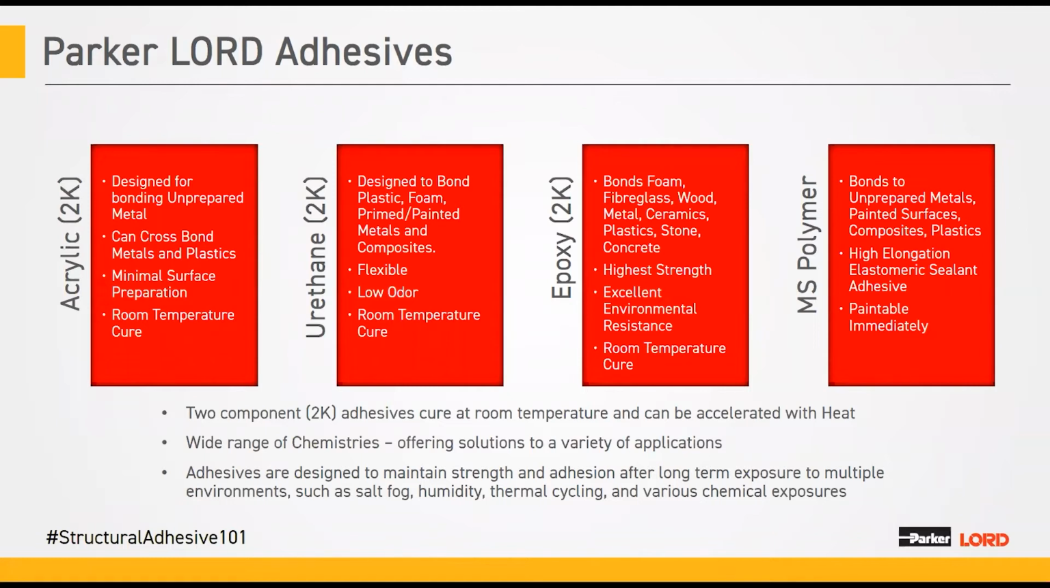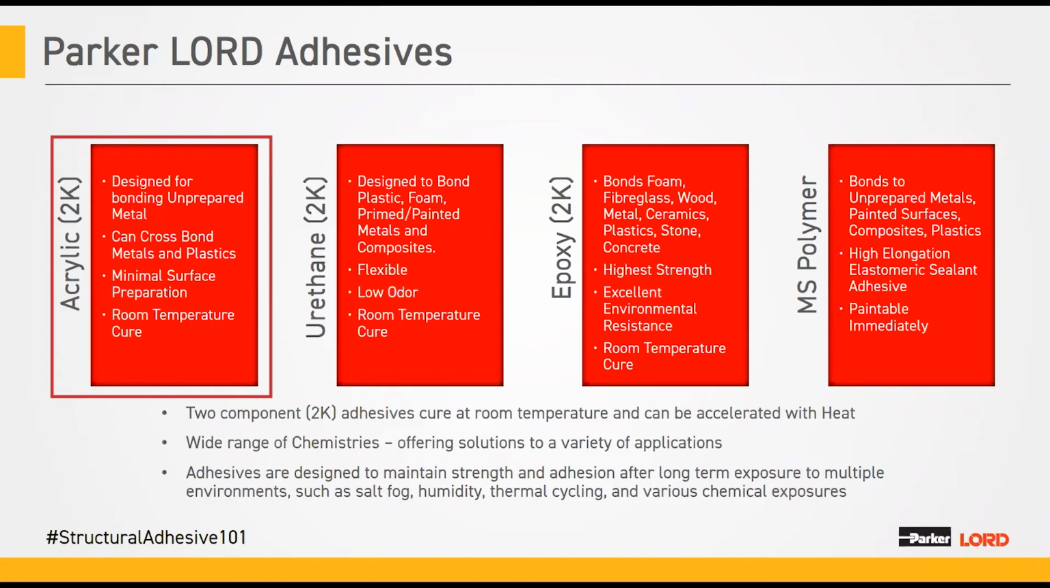As I said, I'd like to discuss a little bit more about the Parker Lord adhesives that we offer. So these are just a general overview of the different categories of adhesive, and then I'll get into the specifics of the products that we offer under each of those chemistries in the subsequent slides. So starting out on the left here, we've got acrylic products. These are often a two-component material, or 2K as we've said. They're designed really for bonding unprepared metals and also cross-bonding to other materials such as plastics and ceramics. They typically require minimal surface preparation, bonding to light oily metals. So typically a dry rag wipe is all that's necessary.